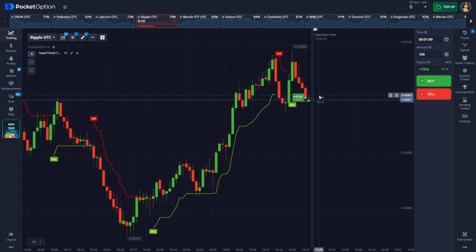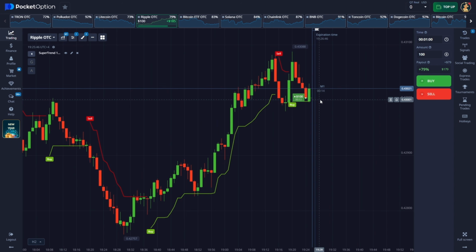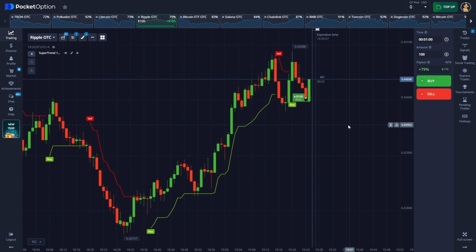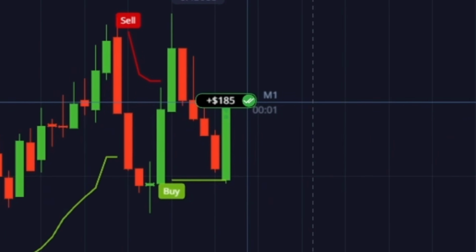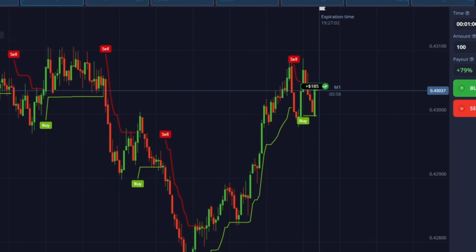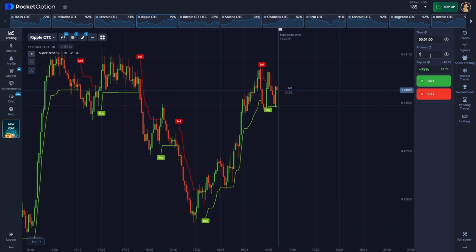Although the trade was initially not going in our favor, we still have a few seconds left. Okay, the candle has turned around and now the trade is moving in our favor. With just a few seconds remaining, I won my first trade. Now my balance has increased to $185. Let's find a trade for $185.